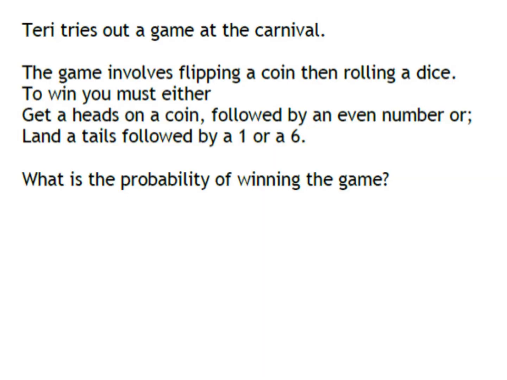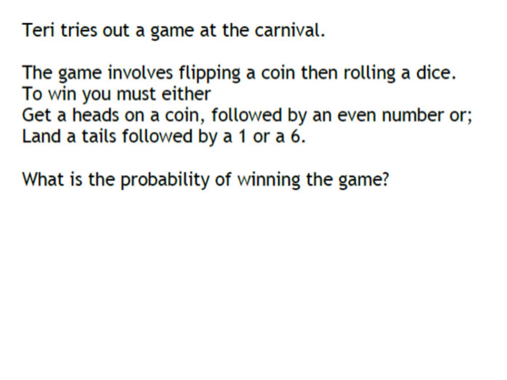Here's a different question. I've taken this straight from a past paper. So what we've got is, we're trying out a game at Carnival. The game involves you flipping a coin and rolling a dice. To win, you must land on either a head of a coin, followed by an even number, or land on a tails, followed by a 1 or a 6. So before I even start reading too much about that, I'm going to draw all the outcomes.